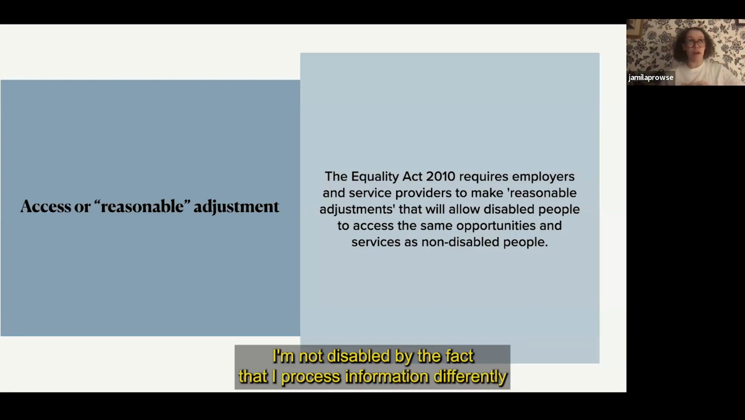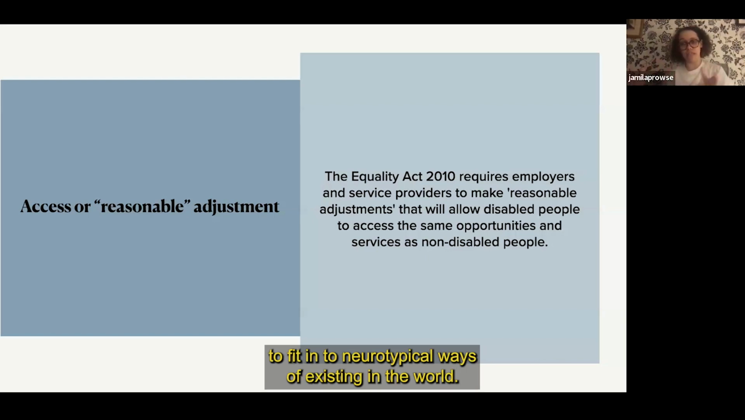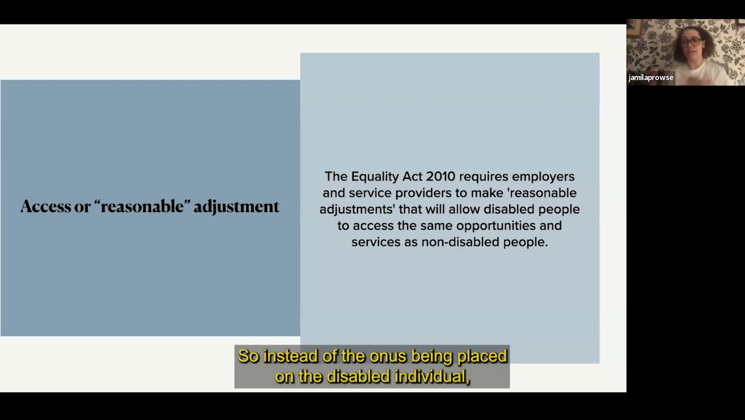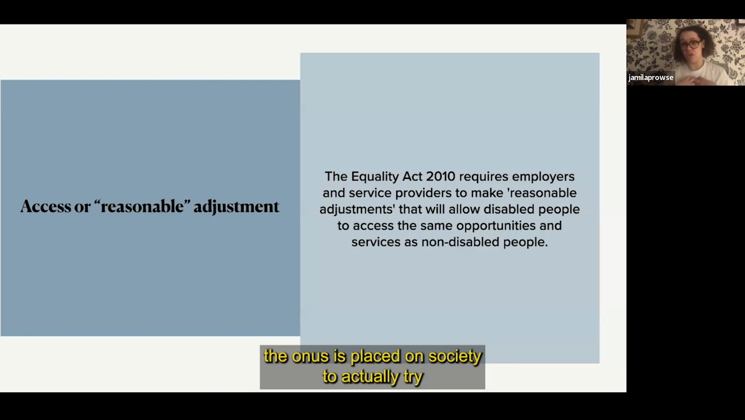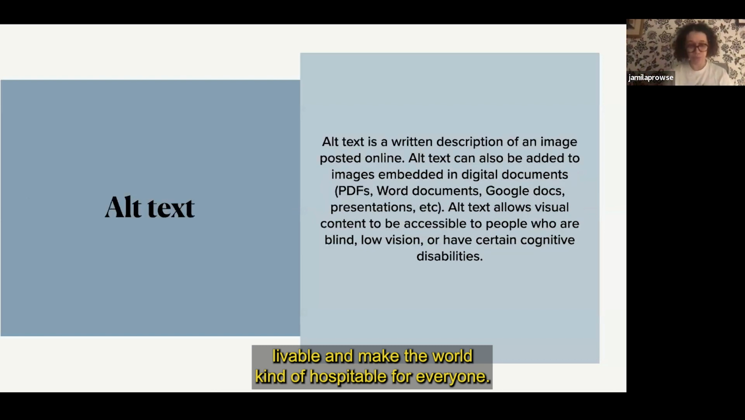I'm not disabled by the fact that I process information differently because I'm autistic. I'm disabled by the fact that I'm expected to fit into neurotypical ways of existing in the world. So instead of the onus being placed on the disabled individual, the onus is placed on society to actually try and take away those barriers, to make everywhere livable and make the world hospitable for everyone.